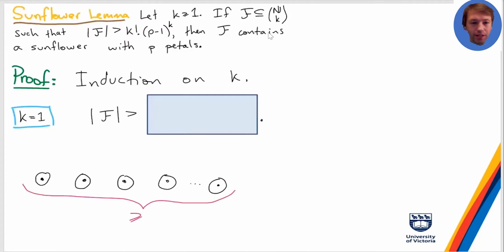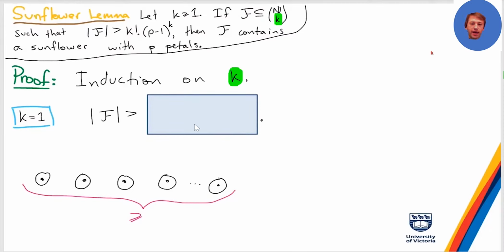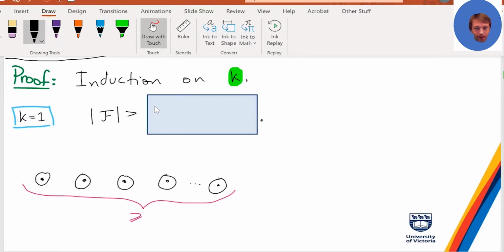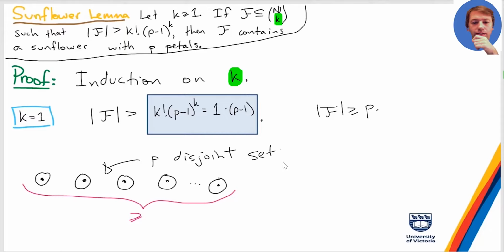Okay, so this is just a restatement of it. And what we're going to do is go by induction on k, where k is the size of the sets. So k equals 1, I'm kind of okay with. What's the bound we get? If k is 1, we've got k factorial times (p minus 1) to the k, which is just 1 times p minus 1. So that just says that F has size at least p. If I've got a collection of sets of size 1, there's p of them. That's a sunflower with p petals because this is just p disjoint sets.